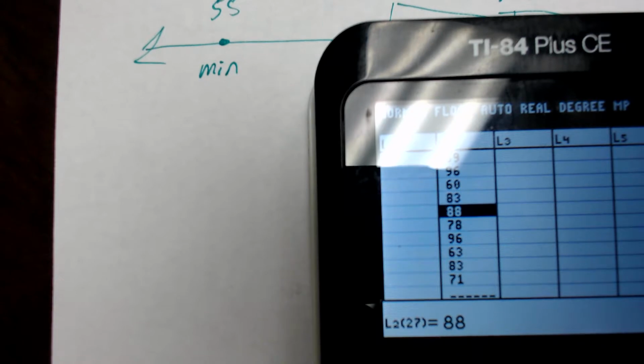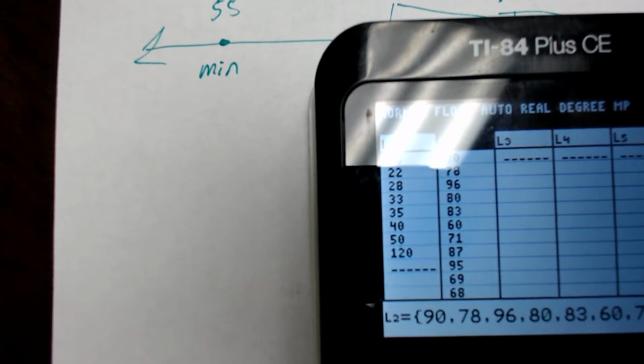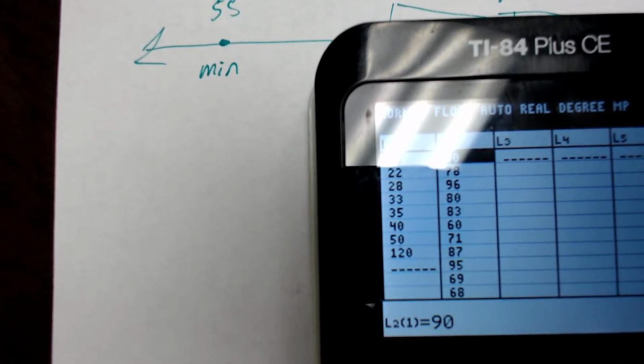I've got all 32, and the cool thing is this calculator tells me how many objects I have in the list, which is 32. It says list 2, item number 32, 71. So I know I didn't miss any numbers. And so that's my whole list. Now the problem with this list is it's out of order, just like the weights of our dogs, right? So calculators have a really cool function for that.